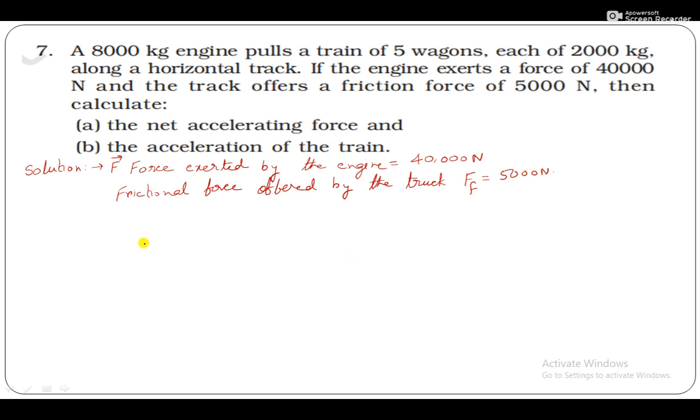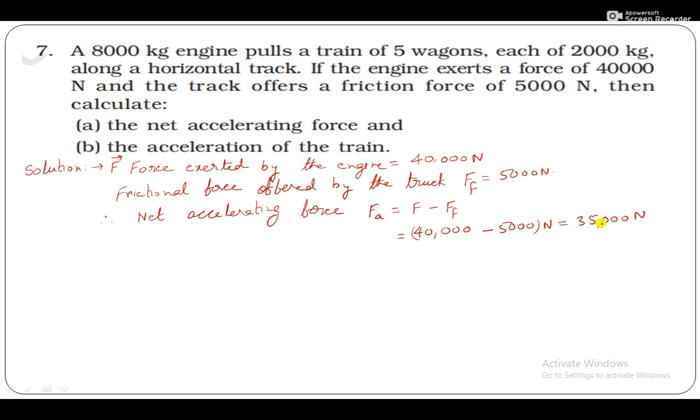Right. Therefore, we can write the net accelerating force, F net, is equal to F minus the frictional force. What is F? F is 40,000 Newton, minus the frictional force 5,000 Newton, and it comes to 35,000 Newton. That is the net accelerating force.